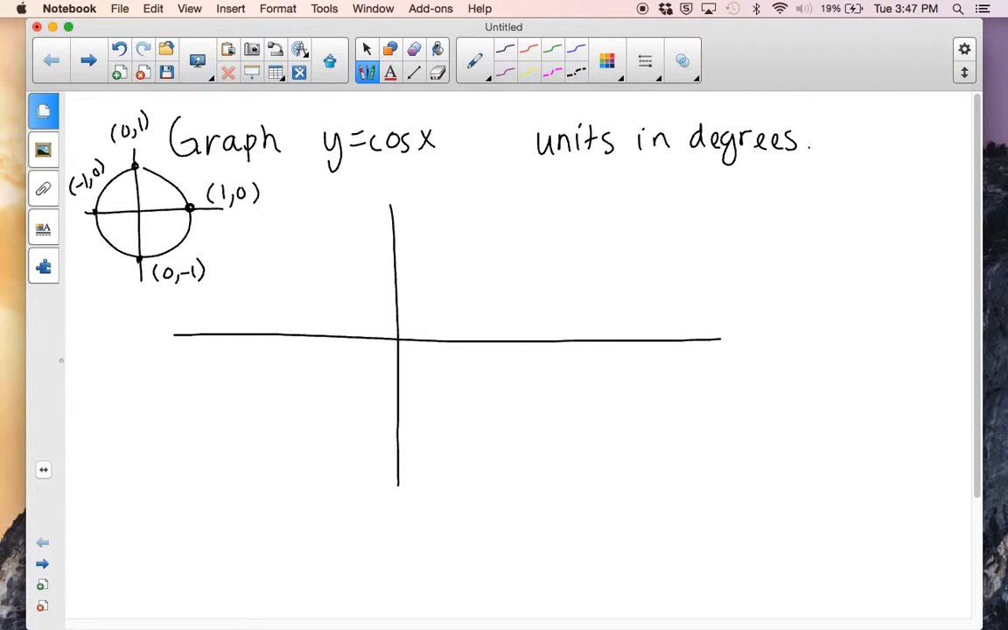So for cosine, we're talking about the x value. So at 0 degrees, cosine equals 1. Then we're going to go up to 90 degrees. Oops, 90 degrees goes to 0. At 180, cosine is negative 1. At 270, cosine is 0. And at 360 degrees, cosine is positive 1.